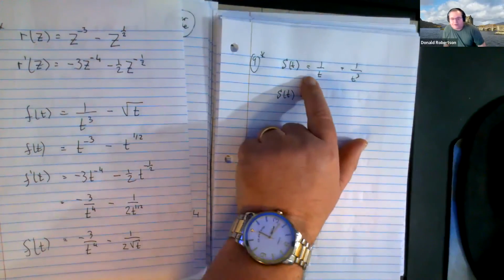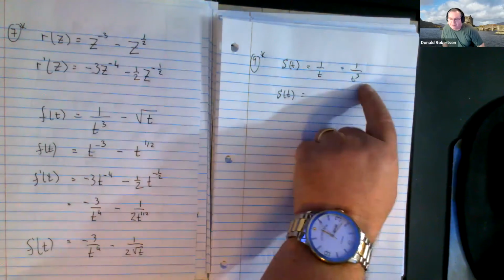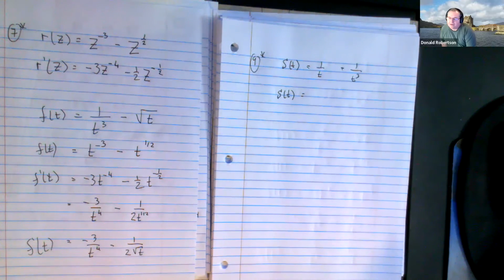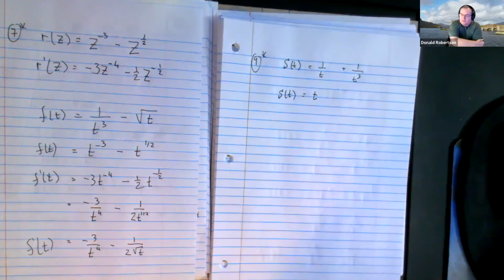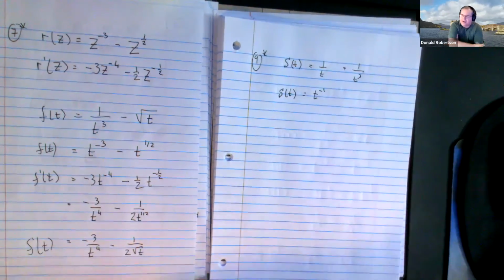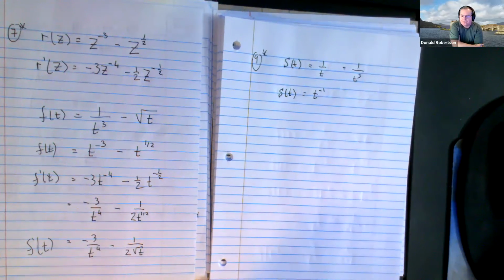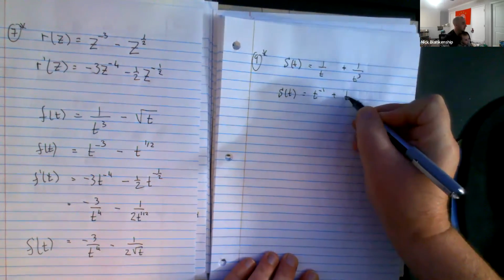If I'm going to differentiate this function, I need this to be written as powers, don't I? So what power of t is 1/t better written as? Negative first power, I agree, and 1/t cubed. 1/t cubed. t to the -3. Agreed?